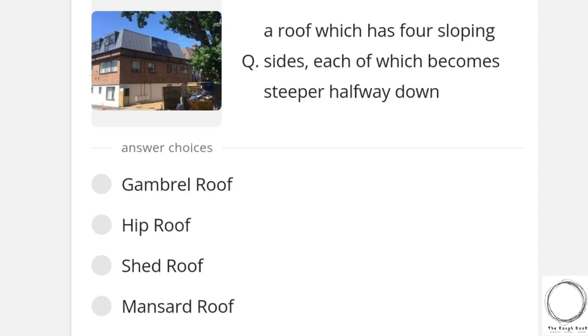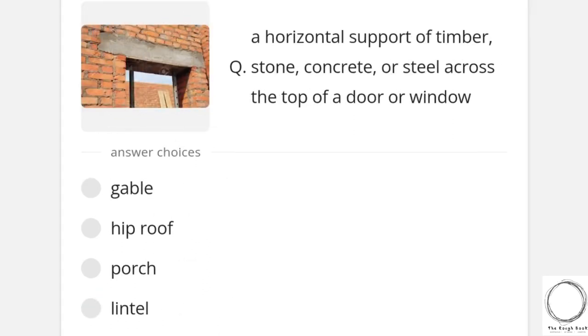Moving on to the next question, that is, a roof which has four sloping sides, each of which becomes steeper halfway down. And the options are gambrel roof, hip roof, shed roof and mansard roof. If you can see in the image at the left hand side corner. With the last three questions and their descriptions, you must have understood the difference between gambrel roof, hip roof, shed roof and mansard roof.